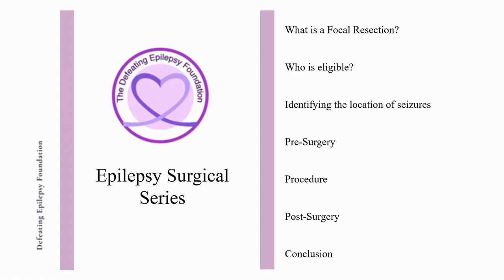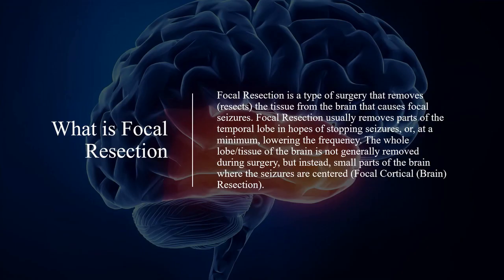Focal resection is a type of surgery that removes the tissue from the brain that causes focal seizures. Focal resection usually removes parts of the temporal lobe in hopes of stopping seizures or, at a minimum, lowering their frequency. The whole lobe or tissue of the brain is not generally removed during surgery, but instead small parts of the brain where the seizures are centered.